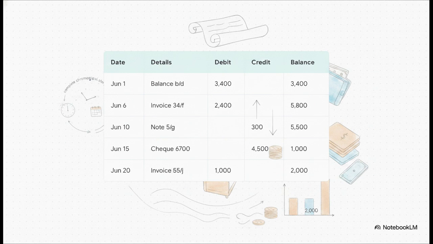They send over a check on the 15th, bringing the debt way down to just $1,000. Finally, one more invoice on the 20th brings the end-of-month total to exactly $2,000. It is a perfect, completely transparent summary of their business relationship.